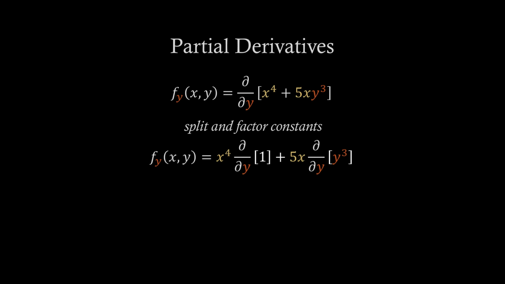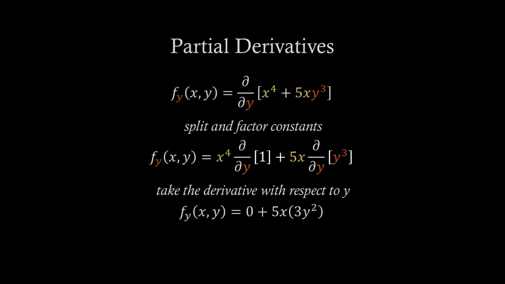Now we take the derivative with respect to y. But for that first term, the derivative of a constant is always going to be 0. And again, hopefully we can do this in our head, but the derivative of y cubed is 3y squared. And so when we simplify, again, we can multiply through with that 5x. We're not going to write 0 again. And so my partial derivative with respect to y is going to be 15x y squared.